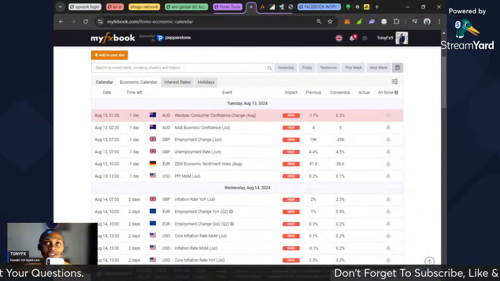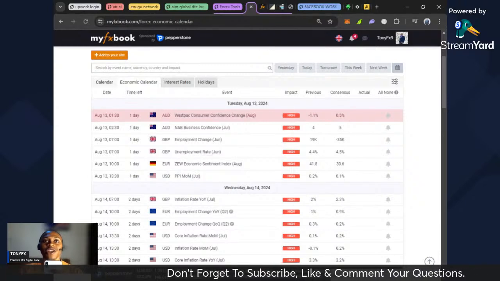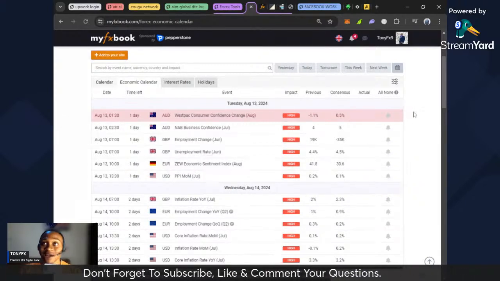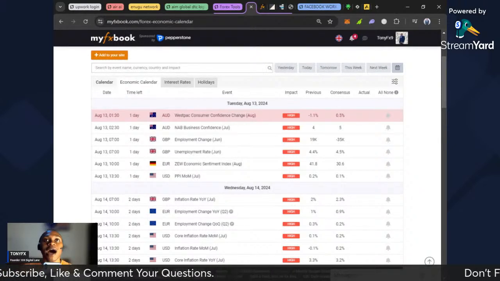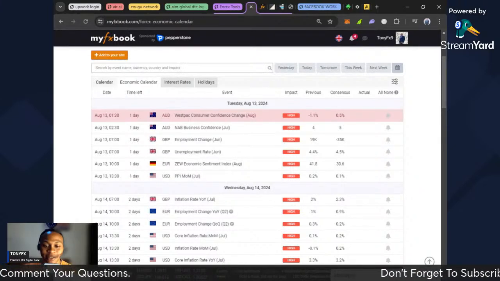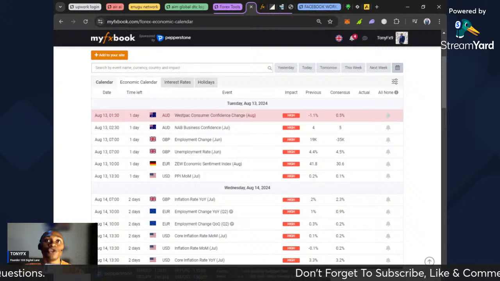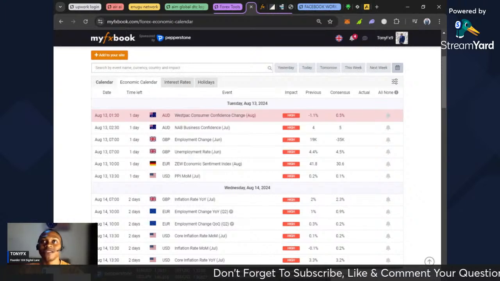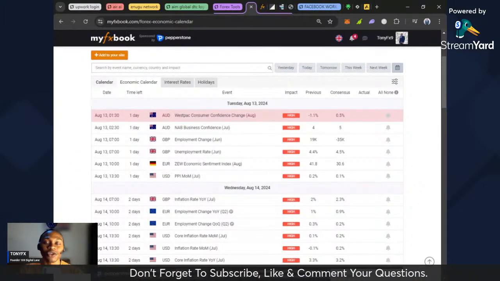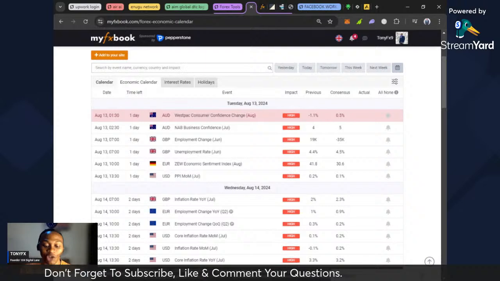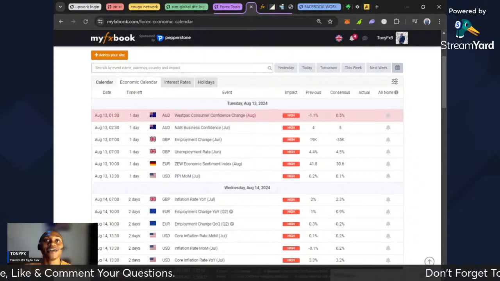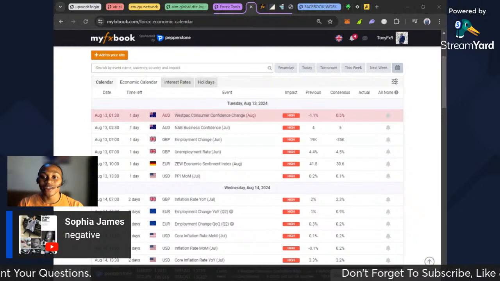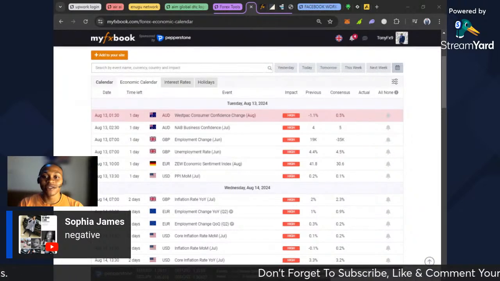So that's what this Australian Westpac consumer confidence is all about. We're just going to explain the fundamental aspects of the market which we're expecting on Tuesday, August 13, 2024. And I'm asking, is the consumer confidence of Nigerians positive or negative? Because if you understand what the consumer confidence of Nigeria is currently, with the current situation in Nigeria, you can understand exactly. Sophia James says negative.